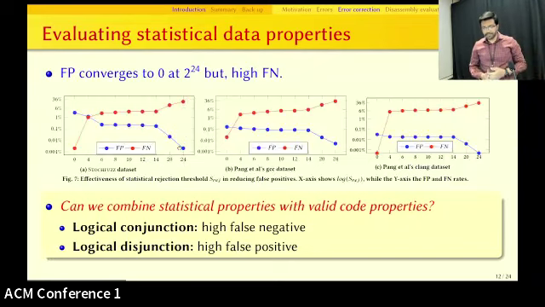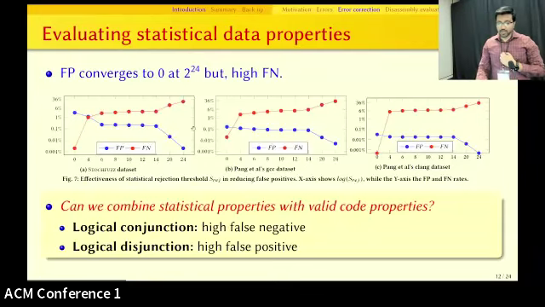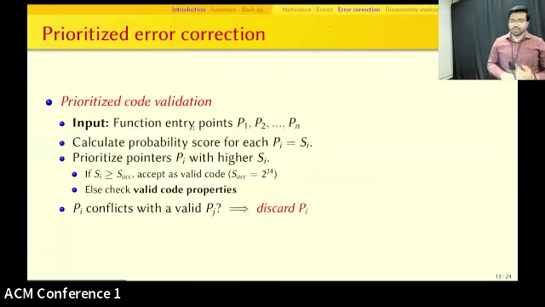So now we have two sets of properties. How do we combine them? If we do a conjunction, then we'll have a high false negative because we'll inherit the false negative of our statistical properties. And if we do a disjunction, then we'll have a high false positive. So we came up with a prioritized error correction algorithm.